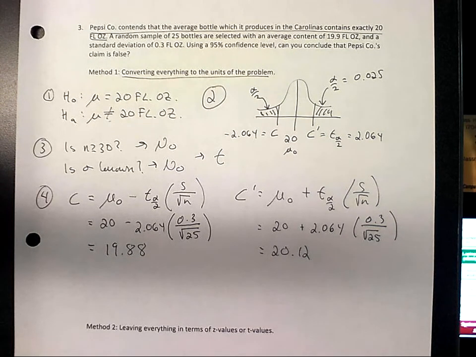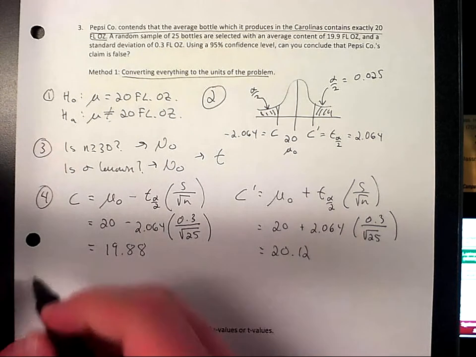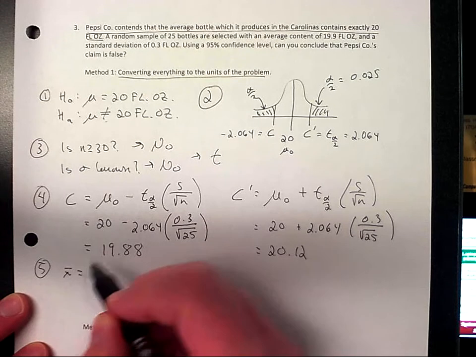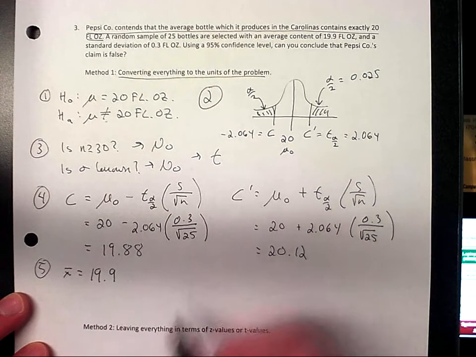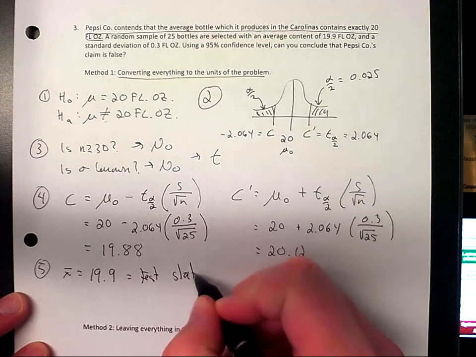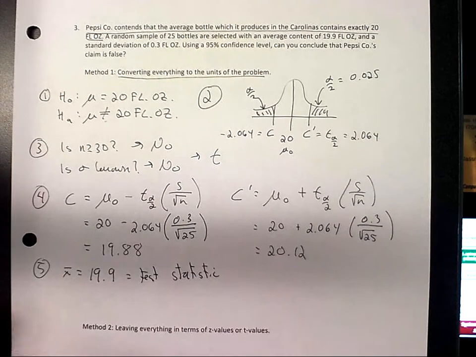All right. Then, the next step that we're going to do is to identify our test statistic. And here, our test statistic is 19.9, which is just our sample mean. I keep calling this test statistic like your dart. You just threw a dart at the dartboard and it landed at exactly 19.9. Did it fall inside the rejection regions or not?